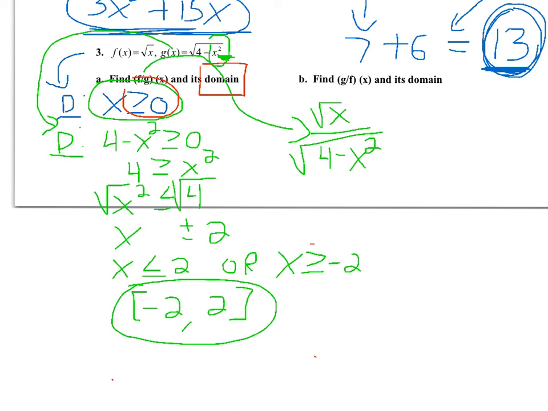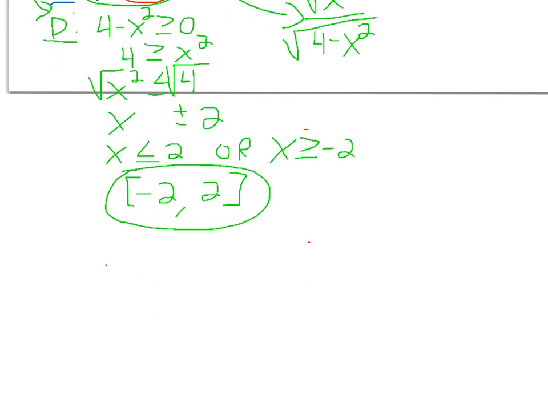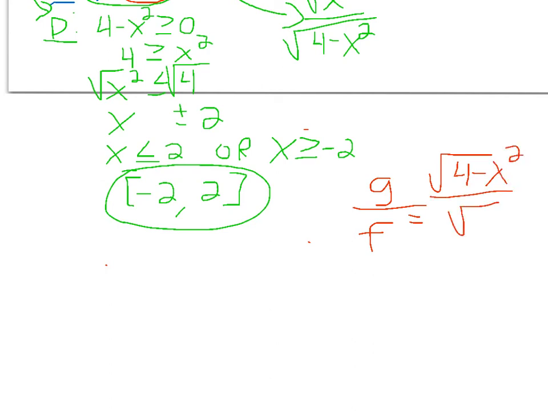I'm going to do B all the way down here. Okay, I'm going to do G over F. So when I do G over F, okay, let's do this in red again. Apologize for this getting a little sloppy here. When we do this, it's just flipped. It's just square root of 4 minus x squared over the square root of x.